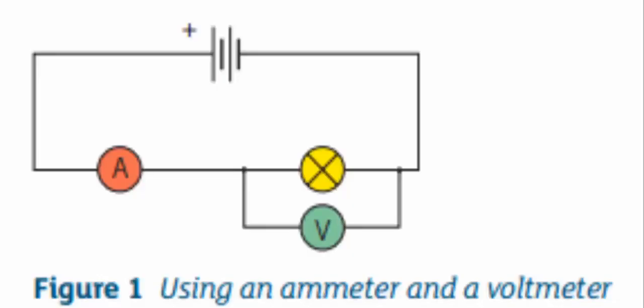Now this is how we connect an ammeter and a voltmeter in the circuit. The voltmeter is connected in parallel and the ammeter is connected in series.